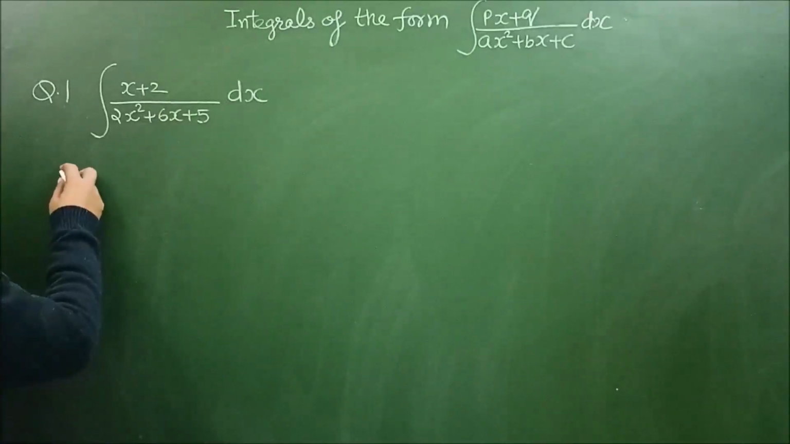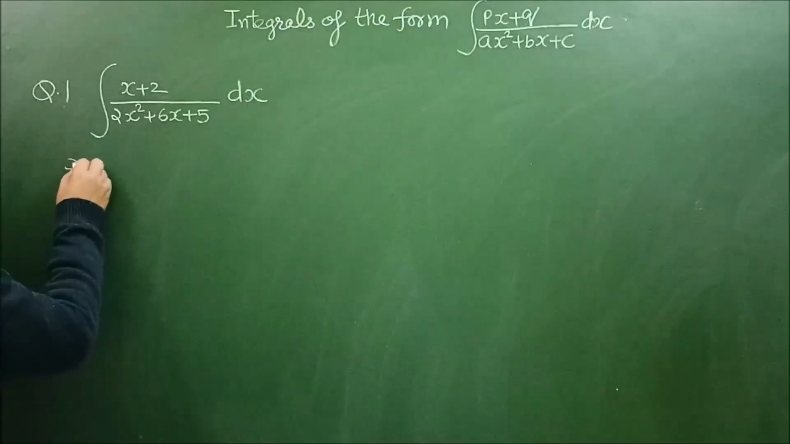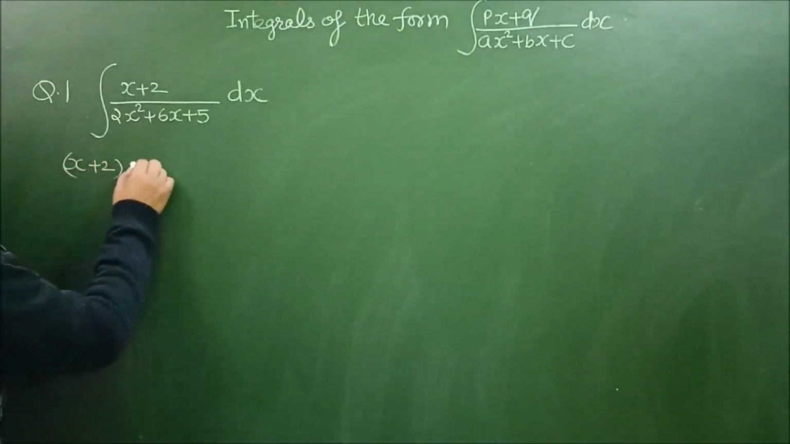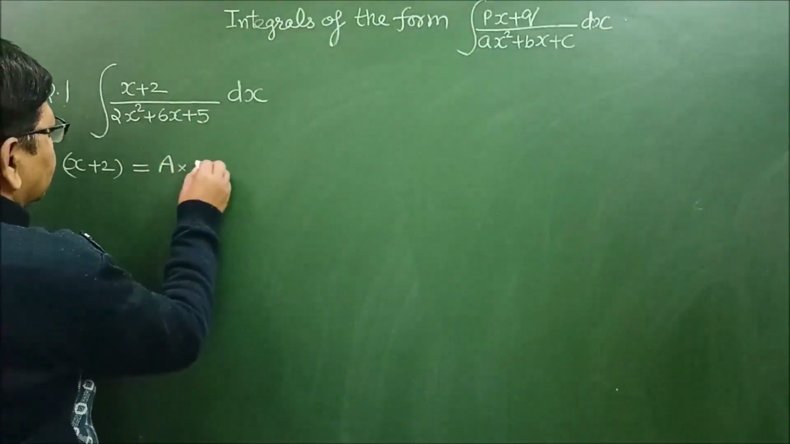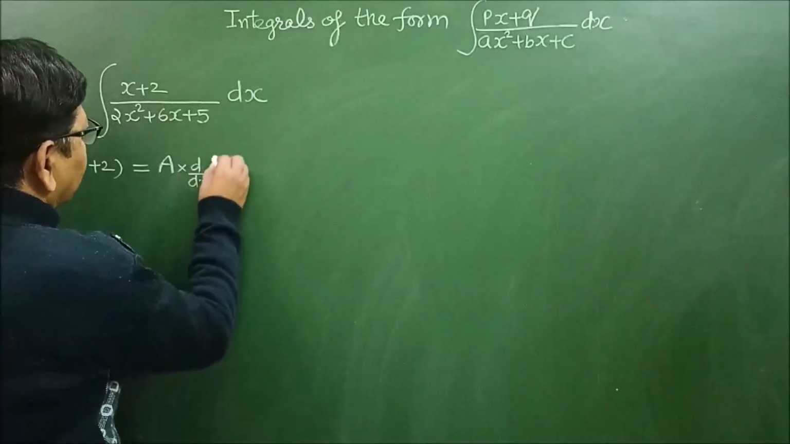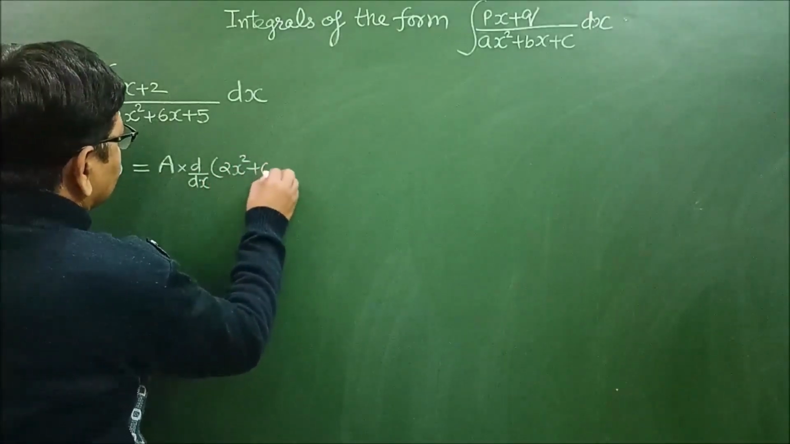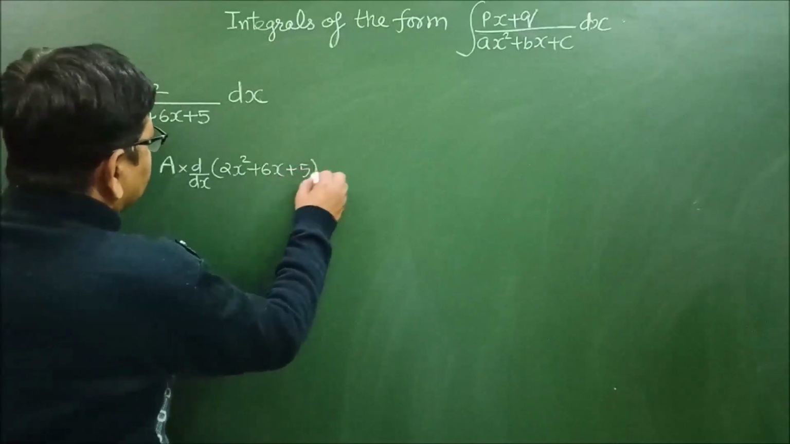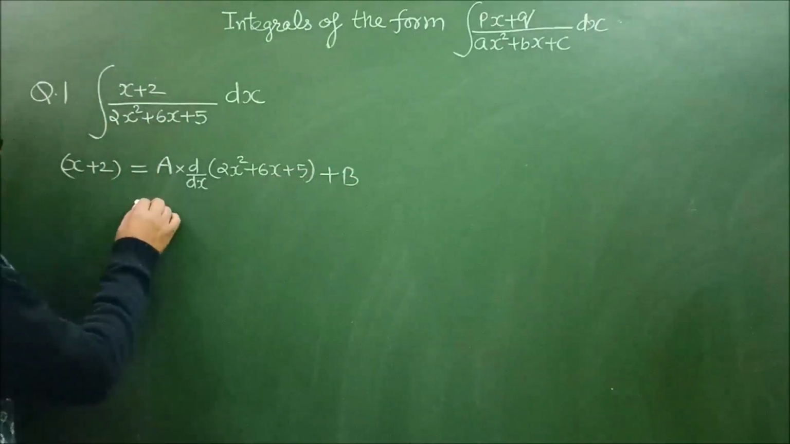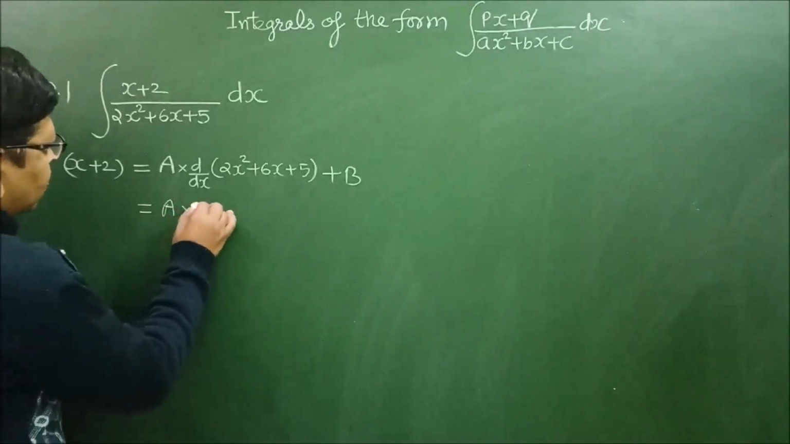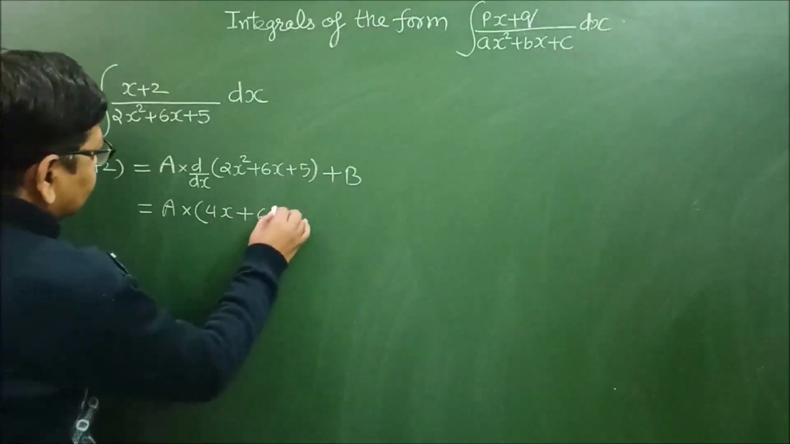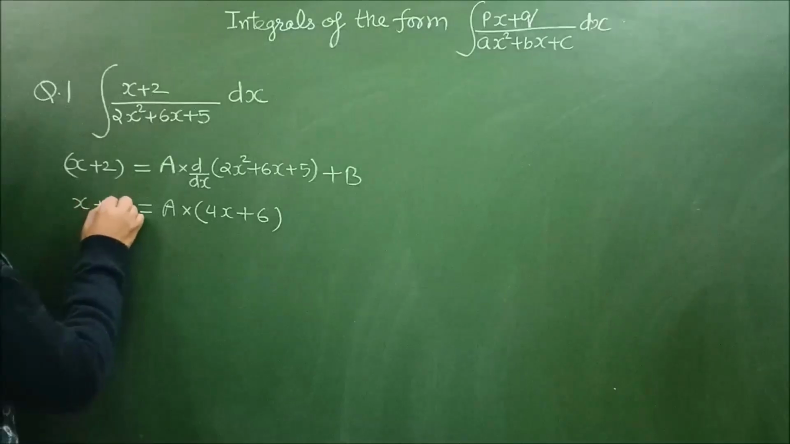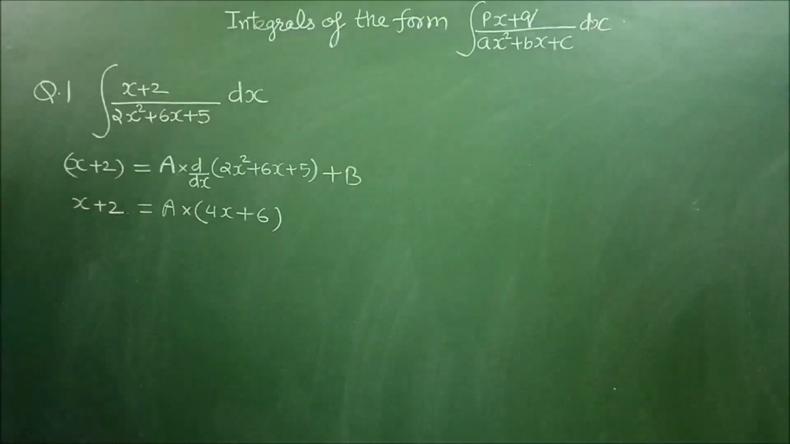So first let us write the numerator x + 2 equal to a into the derivative of the denominator plus b, which is equal to a into (4x + 6) plus b. Now compare the coefficients on both sides to get the value of a.